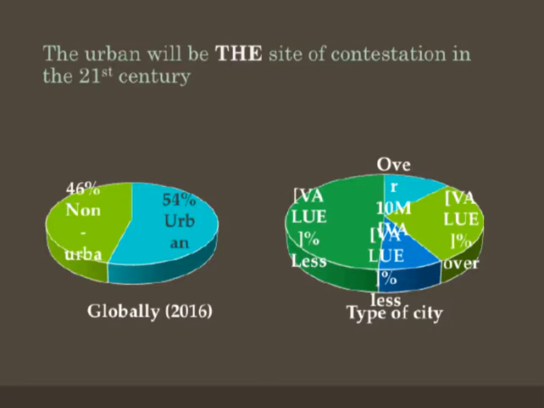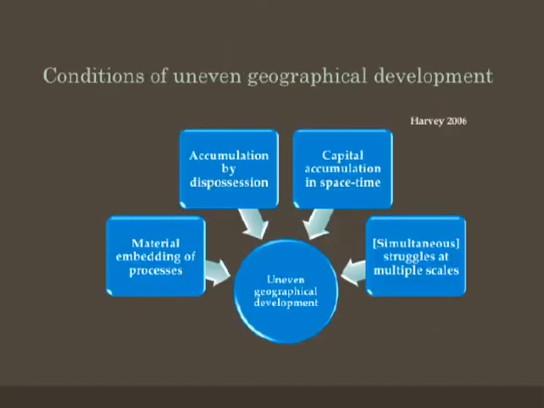So I'm looking at uneven geographical development in urban spaces, and that's because the urban space will be the site of contestation in the coming century. We are an urban world. In fact, globally, 54% of all people live in a city. In fact, 95% of Californians live in a city.